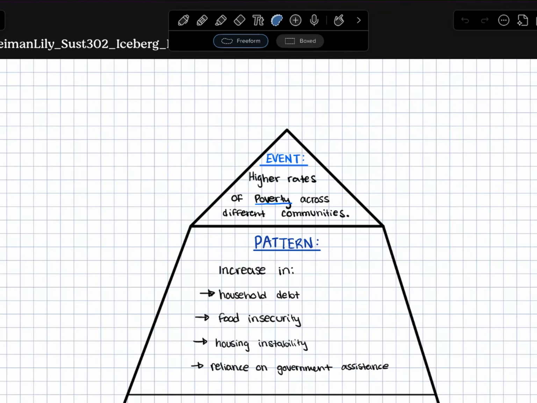Hi, so I will be walking through my iceberg model of poverty, and yeah, let's get into it.